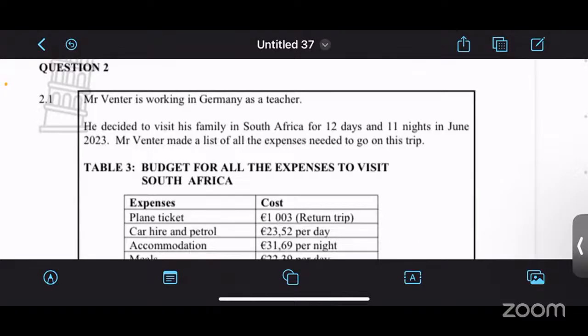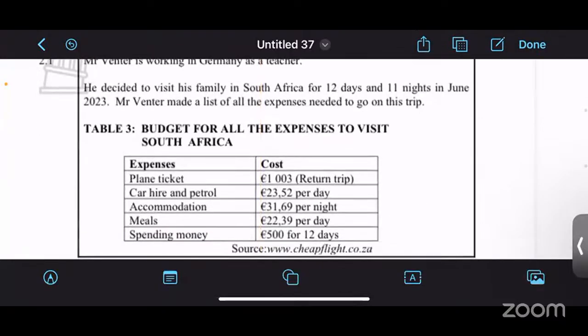So basically, we're just going to be doing the corrections together of this activity that you guys wrote. Mr. Venter is working in Germany as a teacher. He decided to visit his family in South Africa for 12 days and 11 nights in June 2023. Then Mr. Venter made a list of all expenses needed to go on his trip. Then there is a budget. Table 3 is a budget for all expenses to visit South Africa.